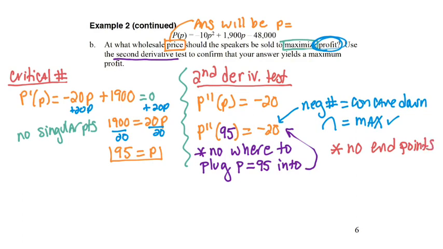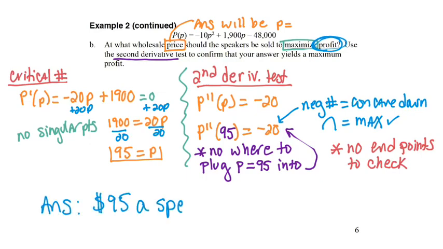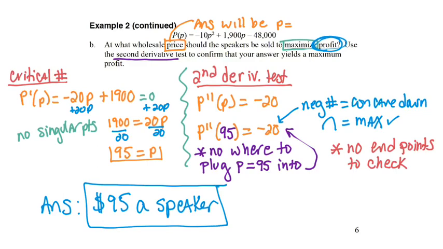And because we were trying to maximize, and it's the second derivative test, it's verifying it's a maximum, we got what we wanted. Usually we check the endpoints next, but there are no endpoints on this function, so we don't need to make sure that an endpoint was actually a higher value than a price of 95. So we have our answer, $95 a speaker, right? What was the wholesale price that the speakers should be sold at? And the answer was 95.